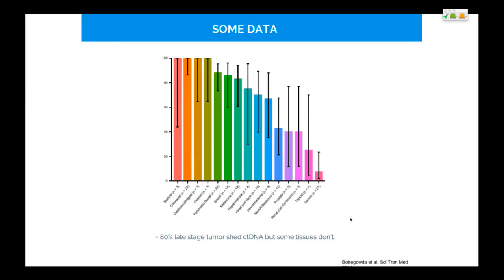But very also important things to know is that not all the tumor are releasing this ctDNA. As you can see from this graph, actually, for instance, in the bladder, there is a lot of ctDNA, but for glioma, there is not a lot of ctDNA released into the blood.